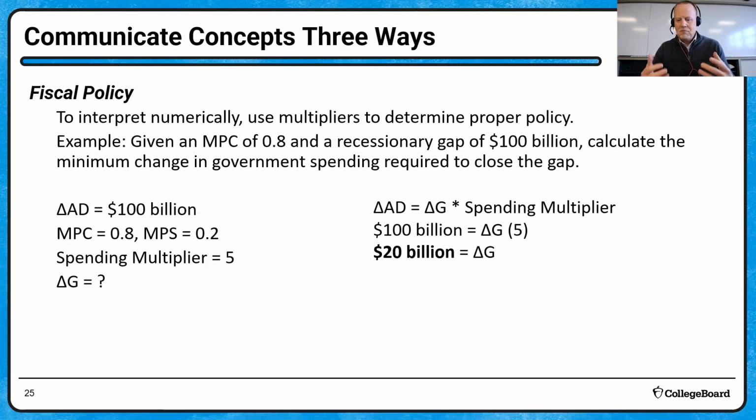And whoever it is, the senator, the president, whomever, they come to you and say, okay, we're going to put together a policy. We want to increase government spending to close a gap. How much should we increase it? You have to understand the multiplier effect in order to get to that $20 billion, which would be the answer to the question. Yes, this is a whole lot easier than real life, but that's okay because the lesson still applies. And that's the point.